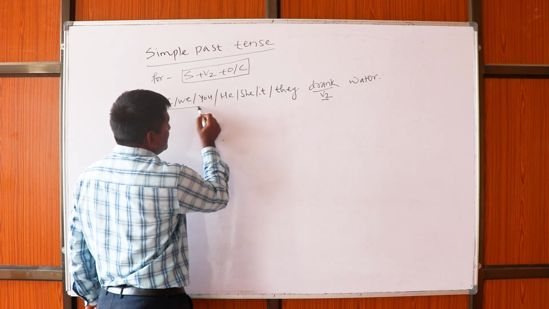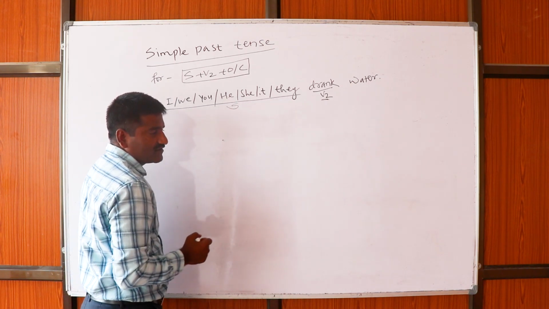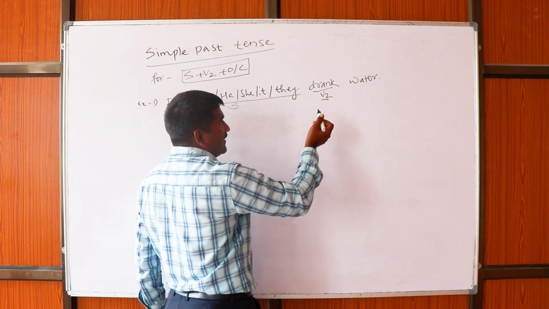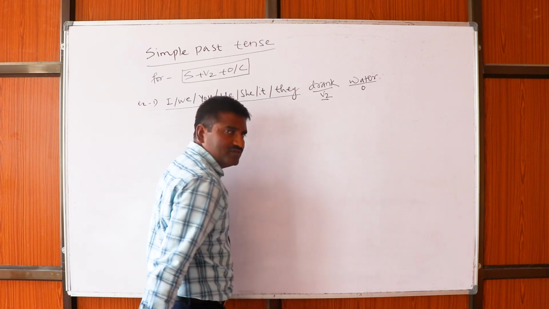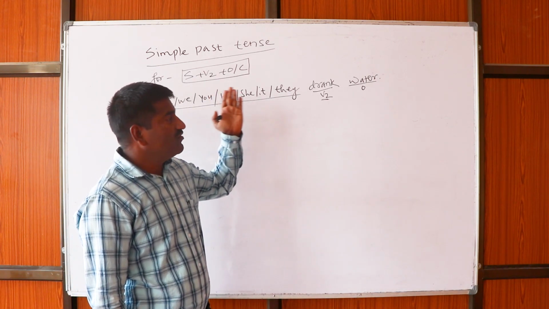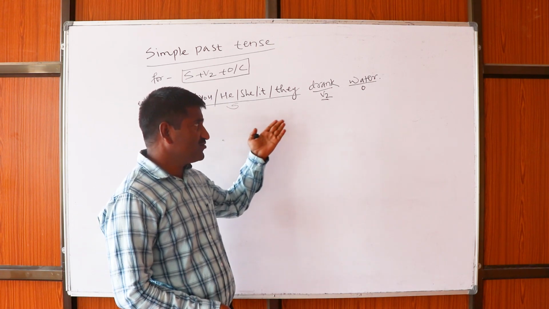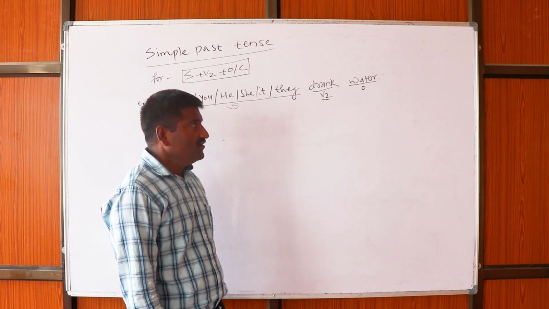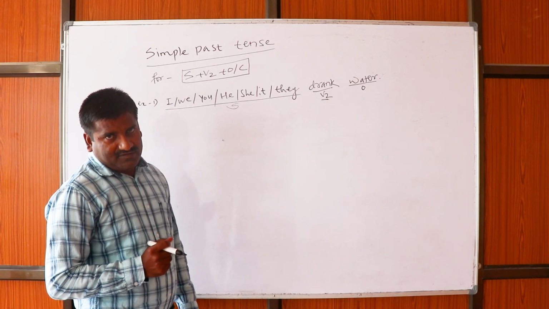Here the first person, second person and third person we call the subject, and the verb is V2, and what did they drink? Water. That is the object. By asking a question to the verb, whatever answer we get is called the object. But this is the beginning of the simple past.